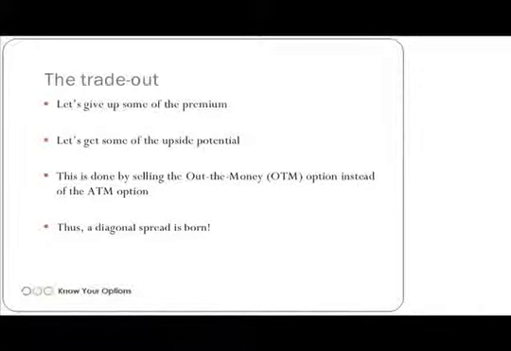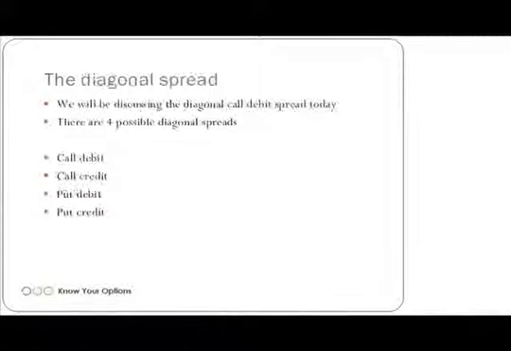Let's do an example. Now, with the diagonal spread, there are 4 possible diagonal spreads as we're going through the lingo of this today. Although you can use all of them, we believe that the diagonal call debit spread is the simplest to understand, so that's the route we're going to be going for today's presentation. Of the 4 diagonal spreads, we have the call debit. Call debit is what we'll be discussing. That's where you buy a long-term call option and sell a near-term call option at a higher strike price.